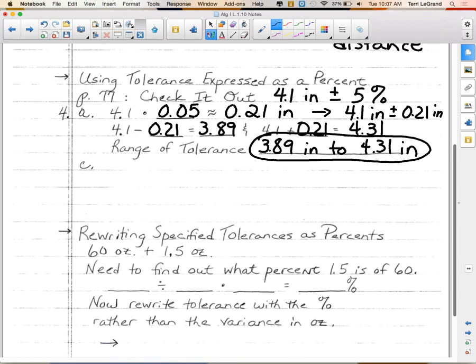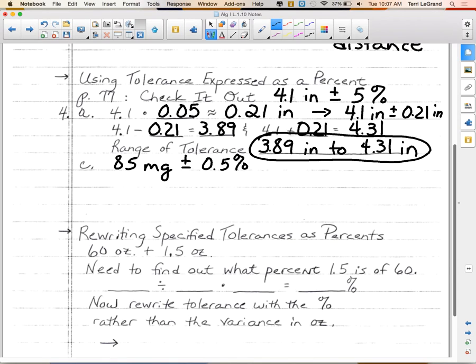Okay, let's do C. We're going to skip over B and we're going to do C. So let's write down first of all what is our tolerance written as a percent. So it's 85 milligrams plus or minus what percent? What does the book say? How much? So 0.5%, like a half of a percent, is that what it is? Like that? Okay, so this is a half of a percent.